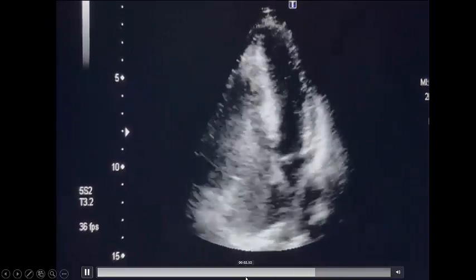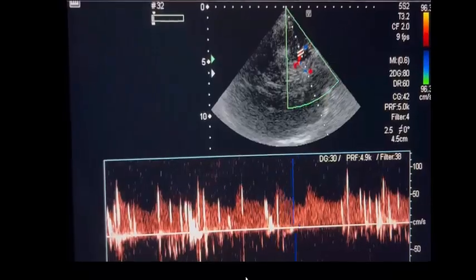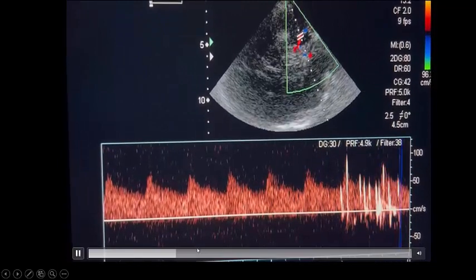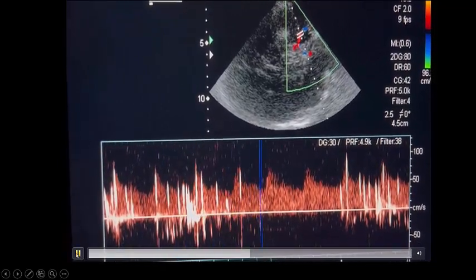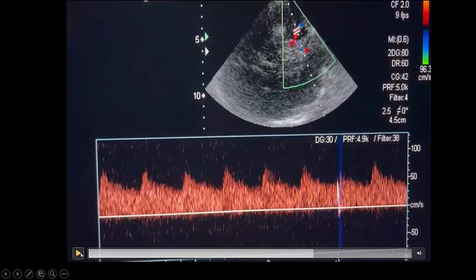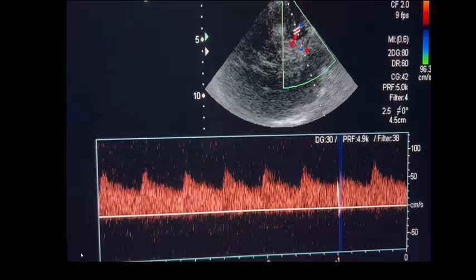Okay, how can you confirm this also? Look, when you agitate the saline and inject the agitated saline in the basilic vein, the agitated saline will go to the right side and to the lung, and in the lung the bubbles will be absorbed and will not go back to the left side, so you will not see any agitated saline in the left side.